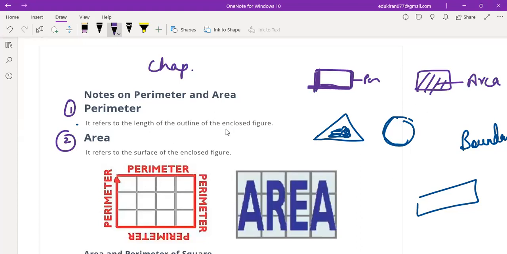And then we will discuss every figure, like square, rectangle, triangle. Okay, I hope everybody is clear now. Perimeter and area. Abdullah, Chakrika, Sindhus, Vega, everyone is clear? So quickly note it up.